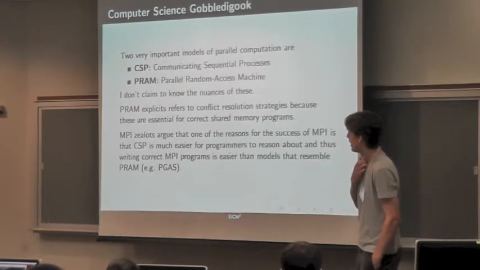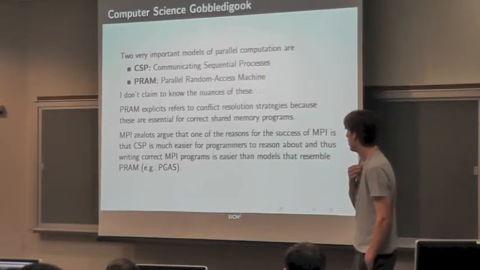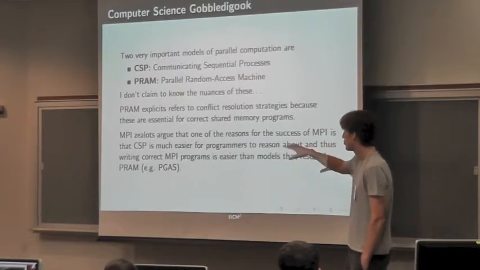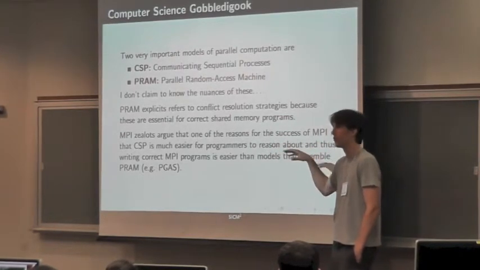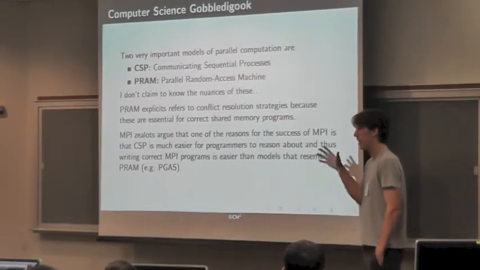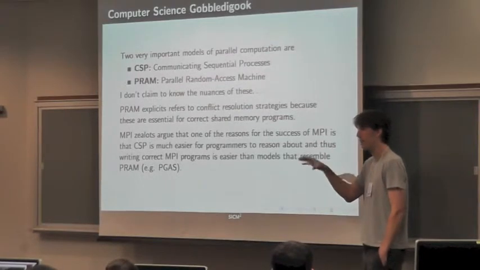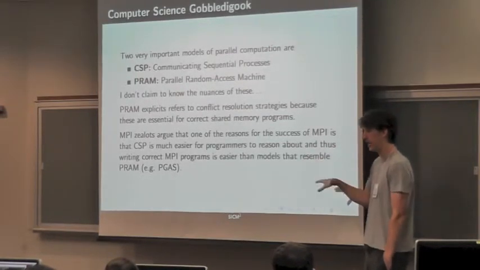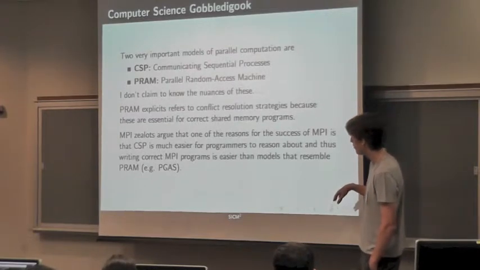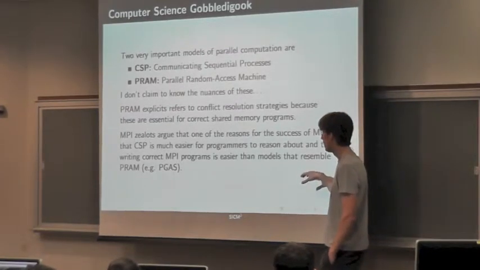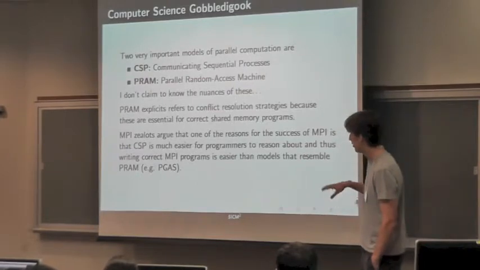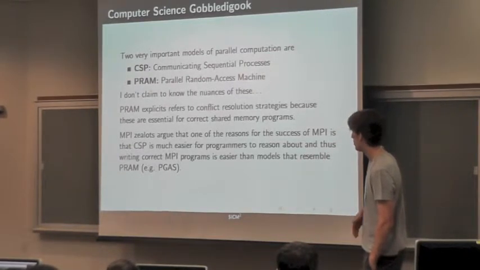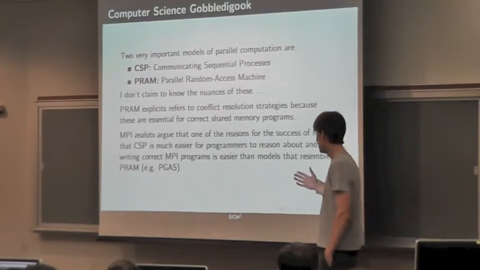The MPI zealots that I work with will argue that one of the reasons MPI is successful is because CSP is easy to reason about. It is very easy to think about the dependencies and the problems that can happen in MPI programs. You can hang yourself, you can deadlock your programs very easily. But when you think about data, the memory model, and how you access data, the correctness requirements are fairly straightforward.